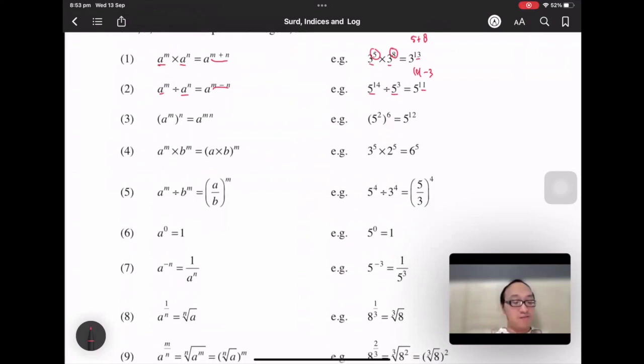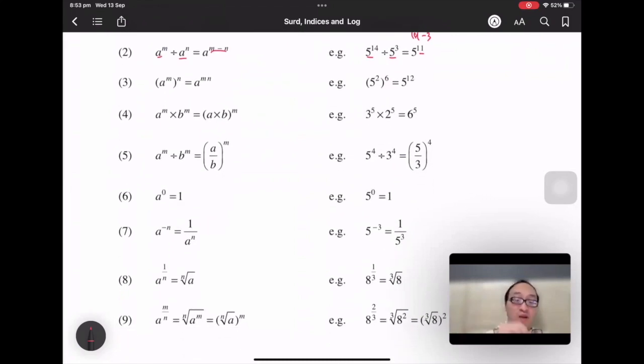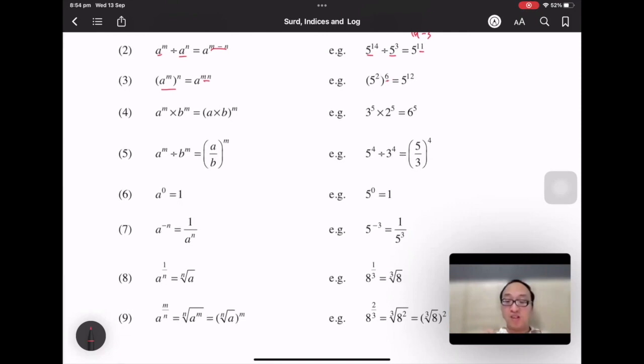The next one, if we have the base to the power of m, and then to the power of n, it is a multiplication of m and n. For example, 5 to the power of 2, to the power of 6. So this equals 5 to the power of 2 times 6, which equals 5 to the power of 12.